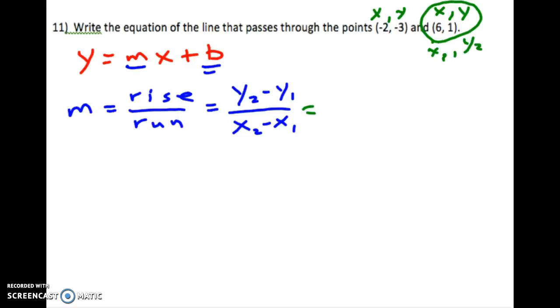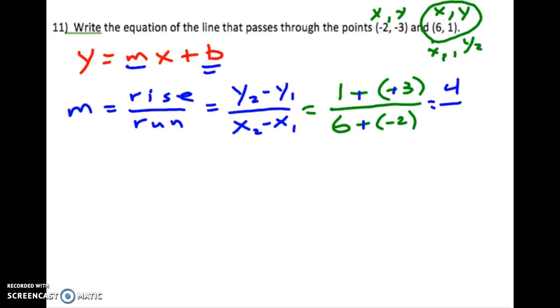So we fill in, we'd have 1 minus, and then we'd have the -3. Staying consistent, we'll start with the 6, and then subtract the -2. If we do the math on this, double negatives is like a plus. So we'll have 4 on the top. Double negatives again, like a plus. So that's 8. So it appears our slope is going to be 1/2. So if we start filling in, we got y equals 1/2 for the slope times the x.